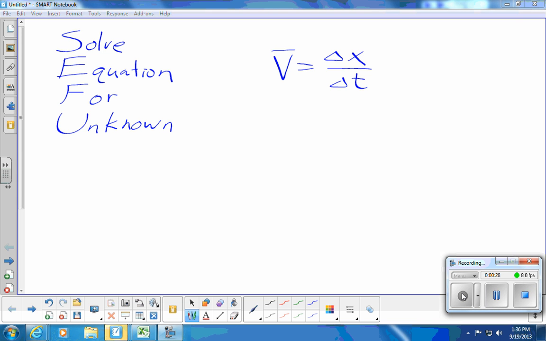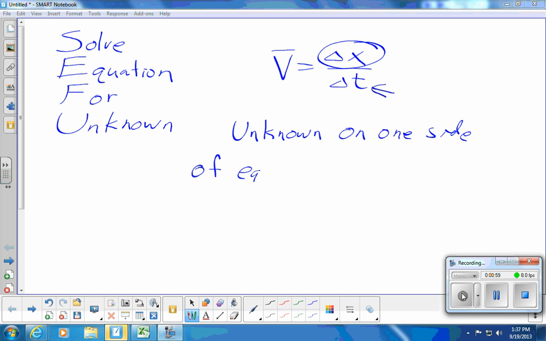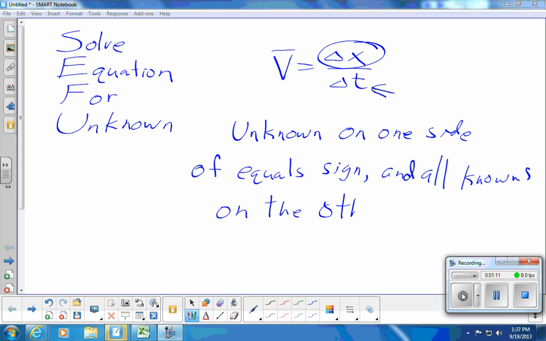But if the question says, how far did the bird fly, and they're asking for displacement, this is your unknown, displacement. It is mixed on that side of the equal sign with delta t, which they told you is 12 seconds or something. Before you solve this problem, you always have to get the unknown on one side of the equal sign and all the knowns on the other. That's what SEFU is.